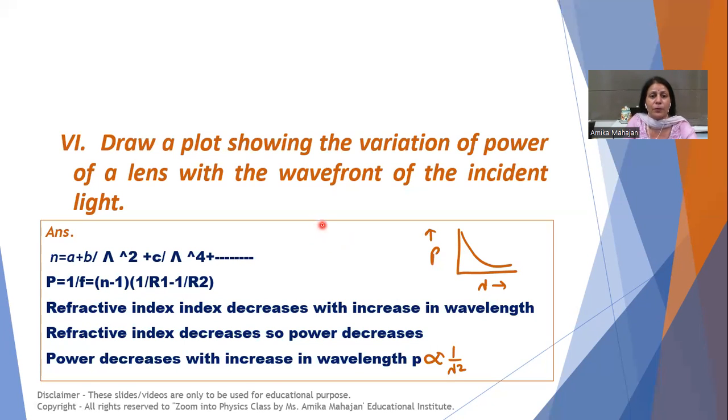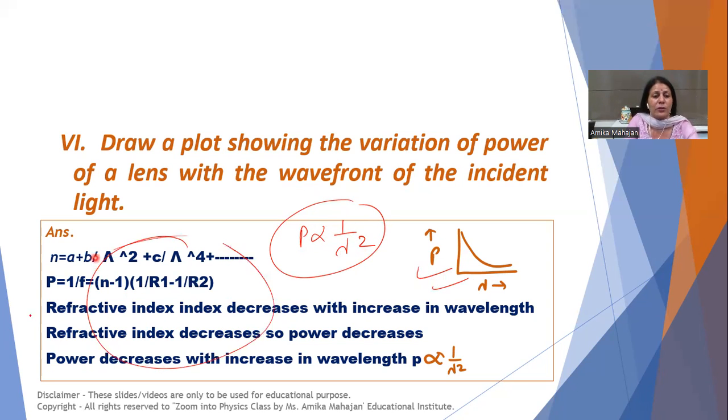So in exam, what you have to write? First, write reason P is inversely proportional to lambda square and then draw this graph. This all explanation I gave you to understand dependence of power of lens with wavelength.